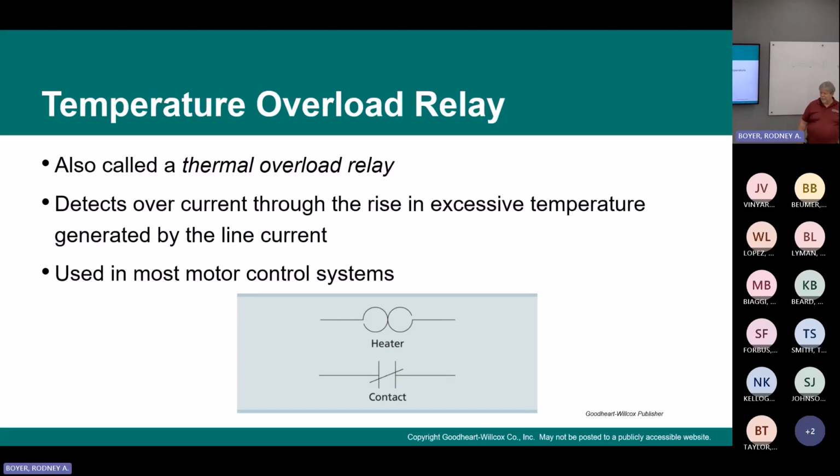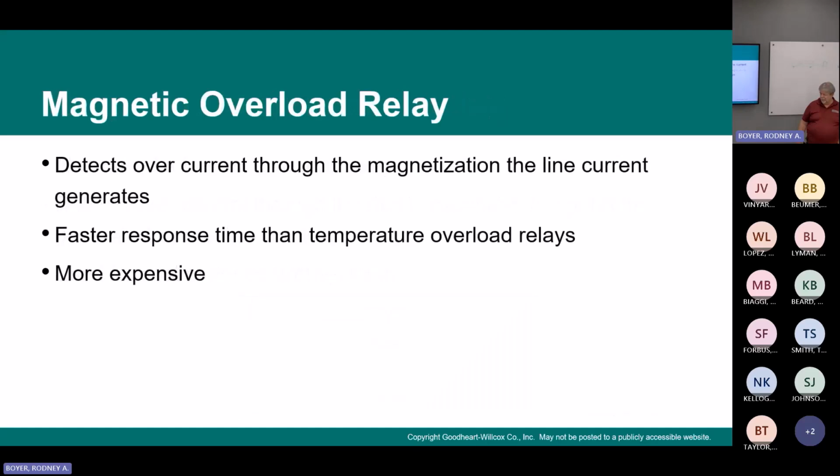They're also used in most motor control systems. And the magnetic detection of overcurrent: the more current you pass through a wire, the bigger the magnetic field gets. When the magnetic field gets too big, it opens up the circuit the same way that thermal does. They do have a faster response time because you don't have to wait for it to heat up, but they are more expensive.